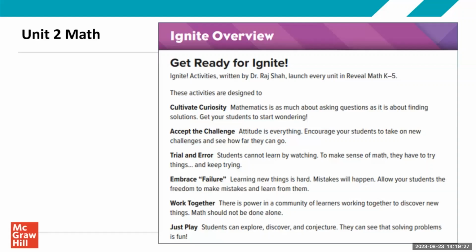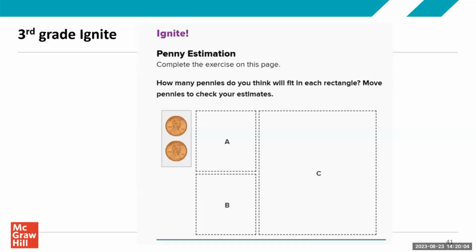You'll see them at the beginning of each and every unit. And the idea is right here, what's written on the screen. It's to help cultivate curiosity and allow students to accept a challenge. The first day that you do the Ignite, we may not give students the answer. We might want them to just begin to develop that curiosity and begin to think about that. Of course, it's going to be trial and error, embrace failure, work together, and most importantly, allow students just to play. So that's one of the ways that they begin each and every unit, with the Ignite activity.